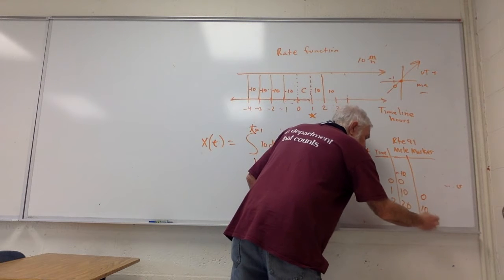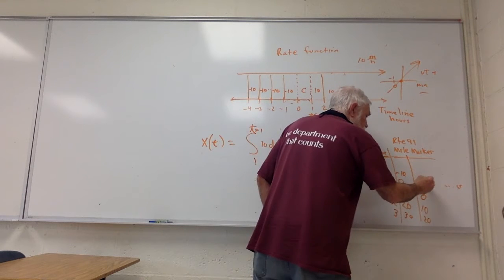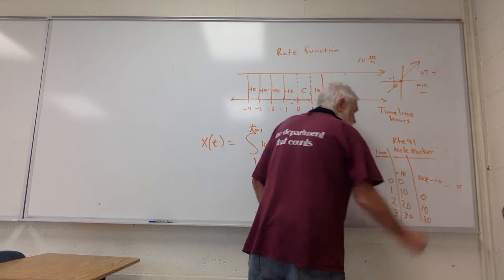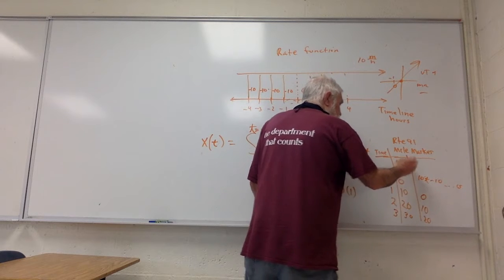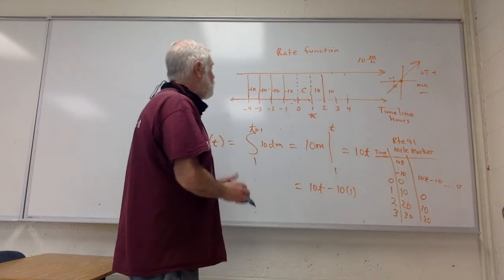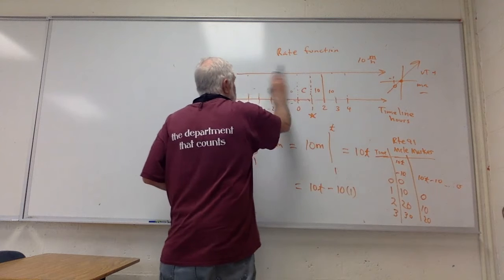3, 30, 20, yes. This does look like 10t minus 10. This one looks like 10t. Okay, so let's cut to the chase.